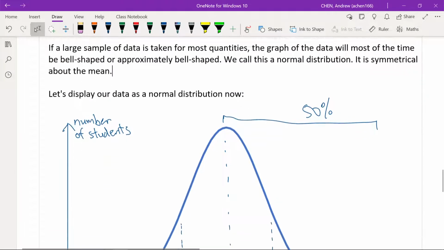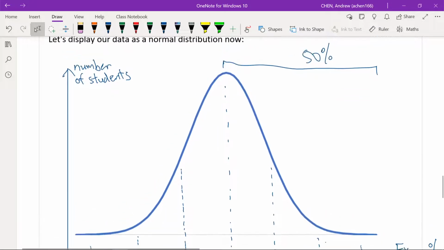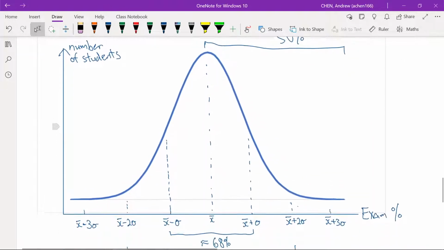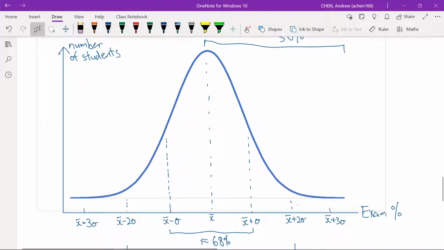It is symmetrical about the mean. So let's have a quick look at how we interpret this. Well, let's say now this is our graph for exam scores. So my exam percentage is going to be on the horizontal axis. The vertical axis represents the frequency, or in this case, our number of students. So just imagine that we have a huge number of students.